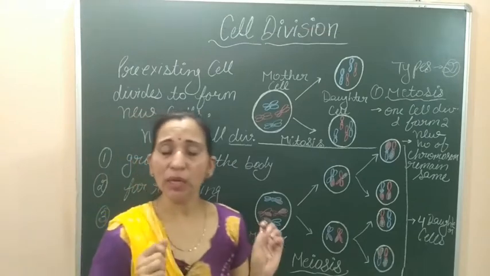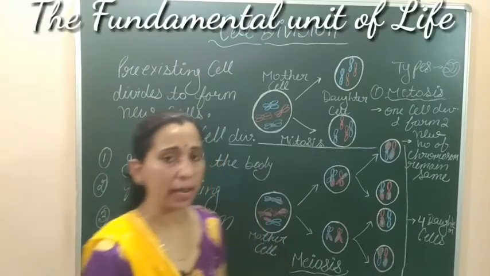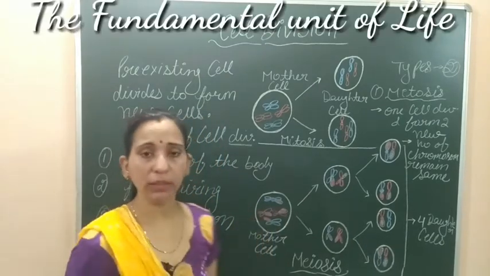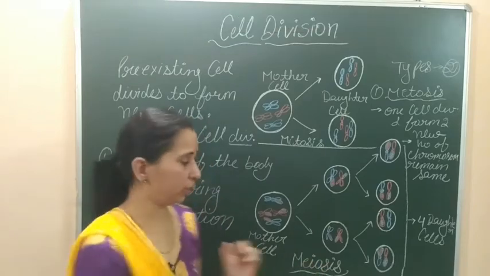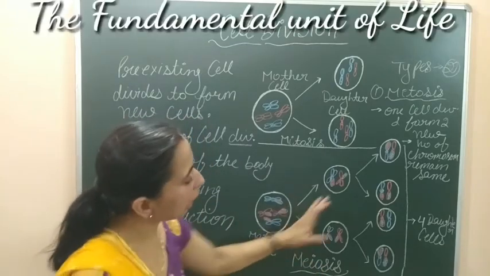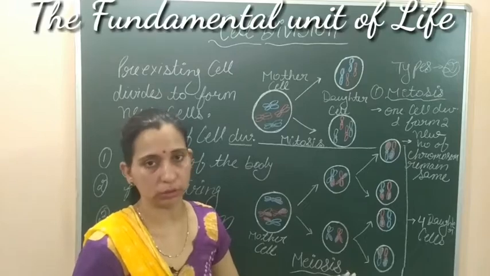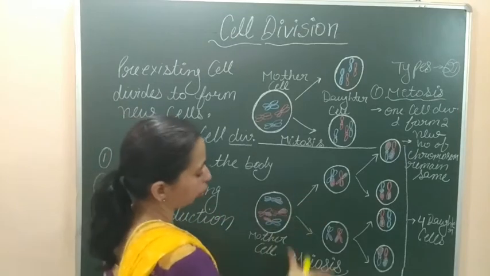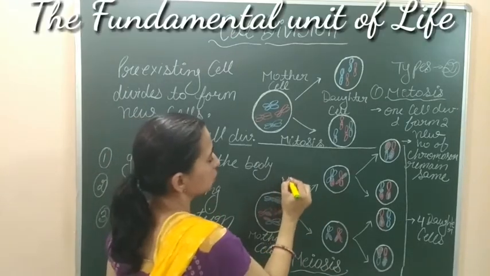Now here the important thing to be understood is that in the mother cell we can see the number of chromosomes is 4. These 4 chromosomes get halved into these 2 daughter cells. This first division of meiosis is known as meiosis 1.